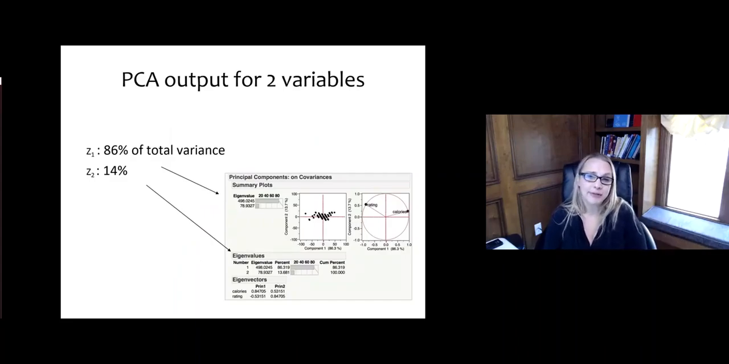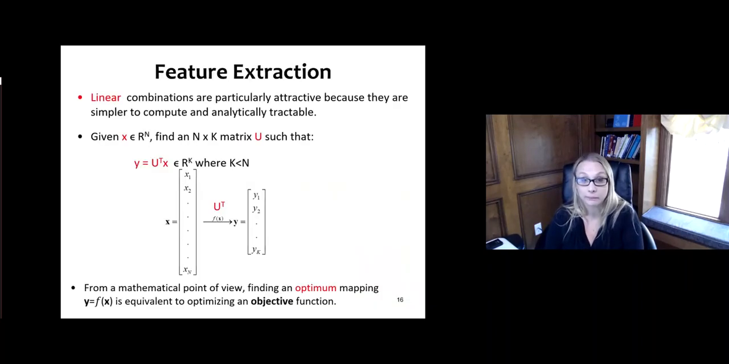This is an example of an output that you could get in JMP. Notice the first component explains 86% of the total variance, and the second component explains 14%. So combined, these two components explain 100% of the variance. Within JMP, you would use the red triangle option to request the eigenvalue table. Note that this analysis was conducted on covariances instead of the default correlations. And this is one of the options within that red triangle drop-down menu.